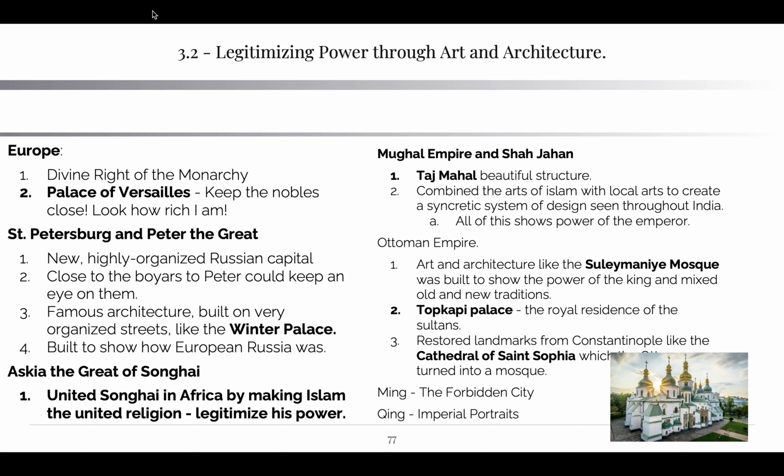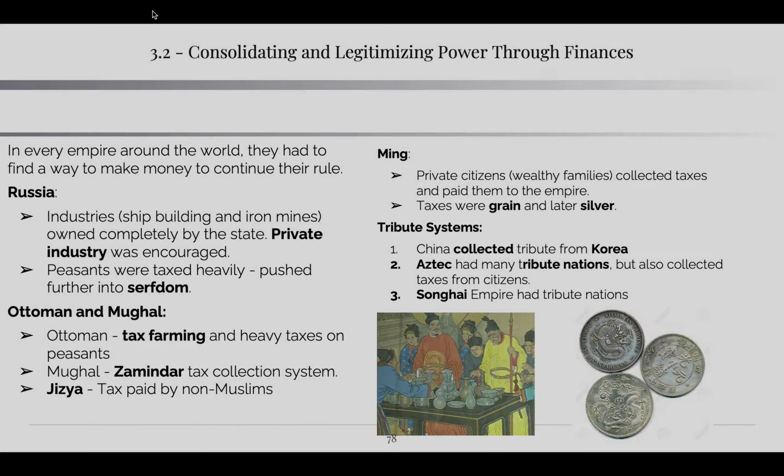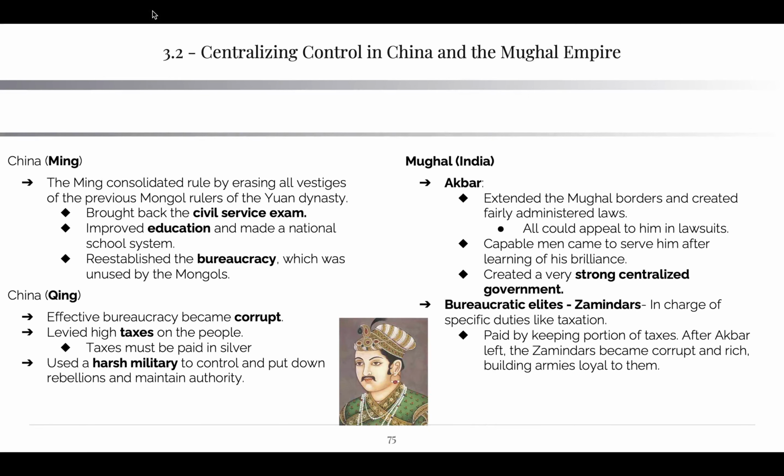Alright. So, as you can see, Palace of Versailles, St. Petersburg Winter Palace. Oh, that's Suleiman the Magnificent. It's very pretty. Alright, let's talk Ming.